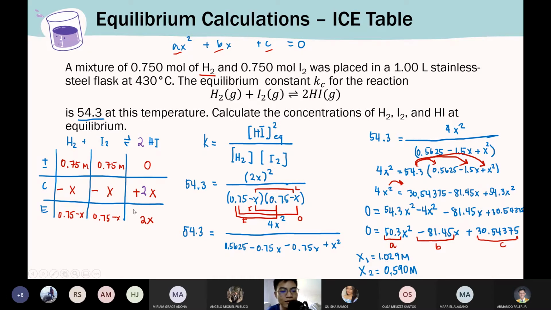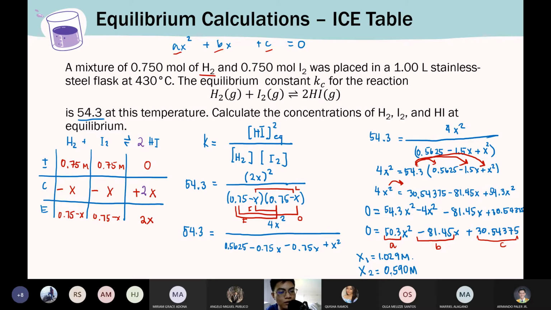Kasi if we subtract it dito sa 0.75, itong x1 na to, pag sinubtract natin sa 0.75, the concentration will be negative, which is impossible. Tandaan, ang concentration, 0 pataas lang siya. It cannot be negative. Okay? So that's why, when choosing the x, you really have to think, na dalawa yung x value natin, because this is quadratic. So, if positive, negative yan, choose positive. In our case, pareha sila positive, so you choose which is more appropriate.